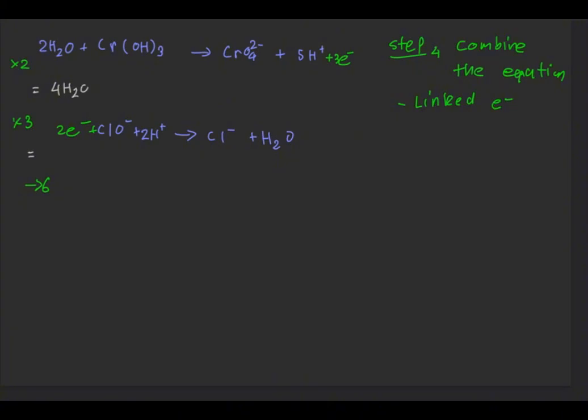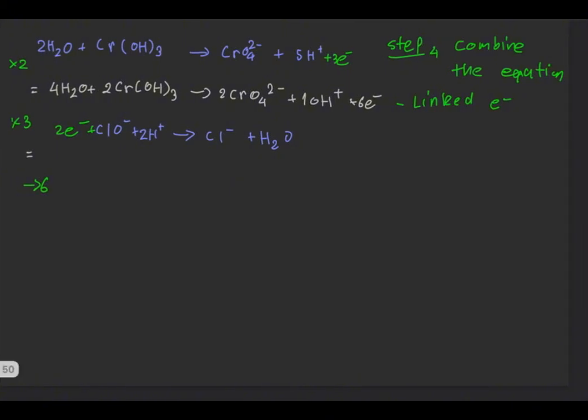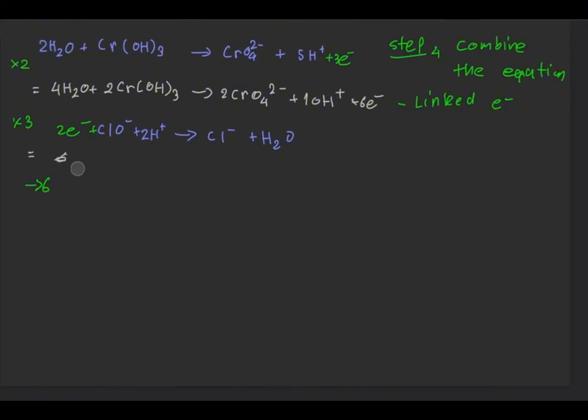4 waters, 2 chromium hydroxide, and 2 chromate ions, 10 protons and 6 electrons. The bottom one is 6 electrons plus 3 hypochlorite plus 6 protons, yielding 3 chlorides plus 3 waters.